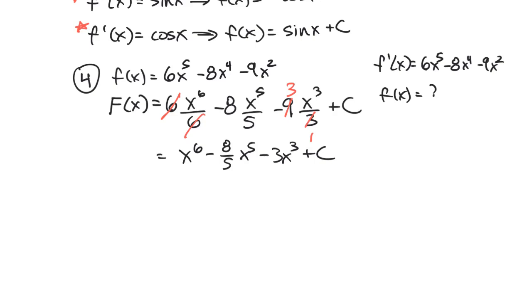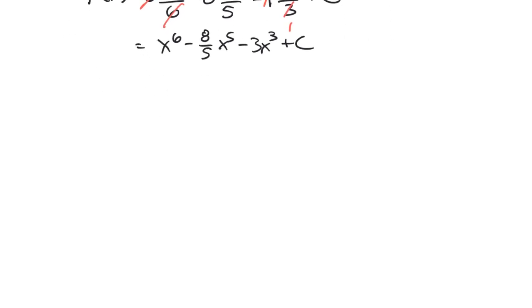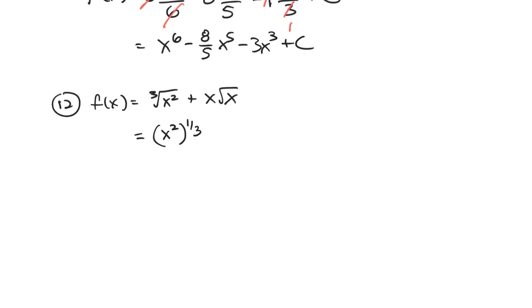And another one I've got here is number 12. So let's move this one up a second. Number 12 says f of x equals the cubed root of x squared plus x times the square root of x. So since we have the power rule, we're going to have to rewrite this, right? We have to rewrite it. So doesn't this one really say x squared to the 1/3, right?